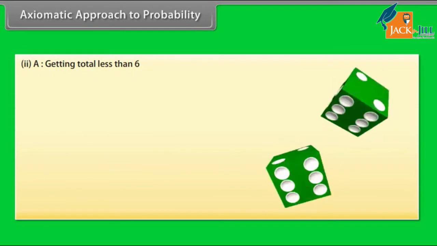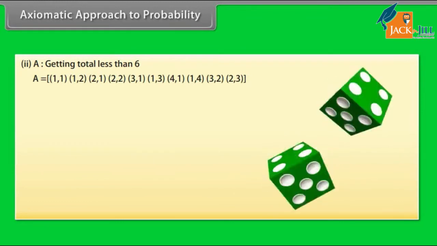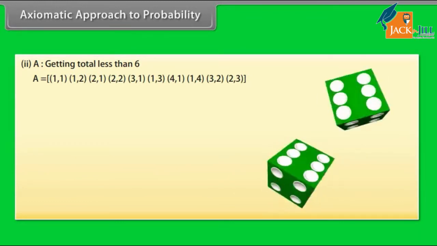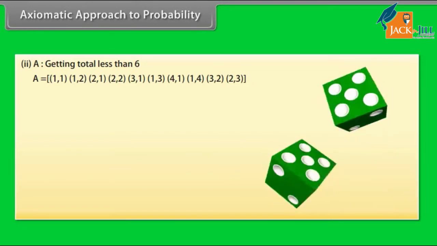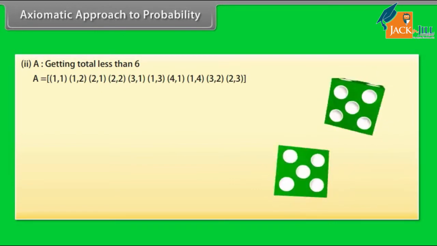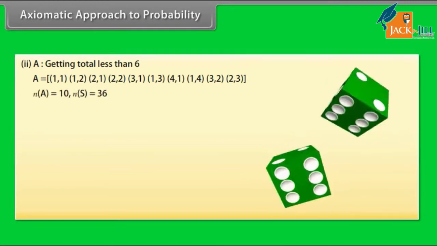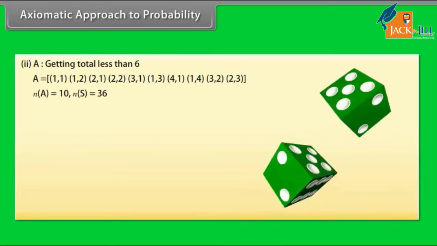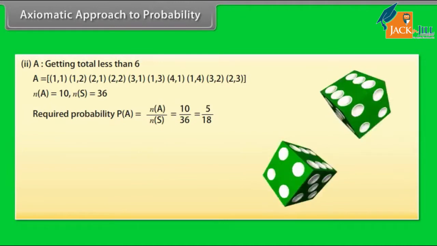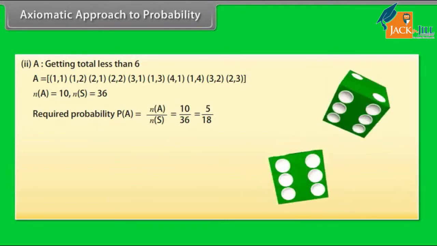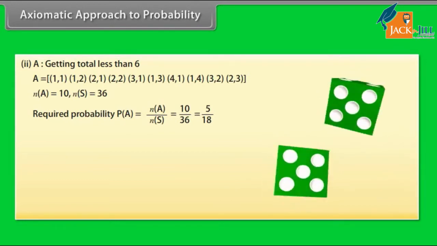2. A: getting total less than 6. A is equal to (1,1), (1,2), (2,1), (1,3), (3,1), (1,4), (4,1), (2,3), (3,2), (2,2). N(A) is equal to 10. N(S) is equal to 36. Required probability P(A) is equal to N(A) by N(S) is equal to 10 by 36 is equal to 5 by 18.